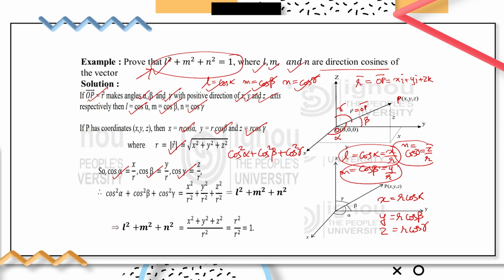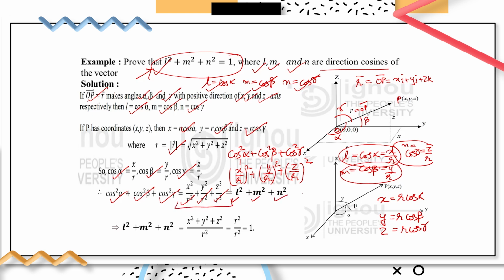Because cos alpha is x by r, we are writing cos square alpha plus cos square beta plus cos square gamma as (x by r) square plus (y by r) square plus (z by r) square. That is x square by r square, y square by r square, z square by r square. Since cos alpha is L, cos beta is M, cos gamma is N, this will be L square plus M square plus N square.